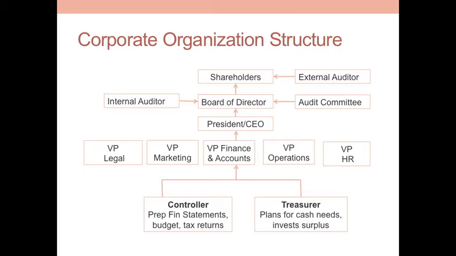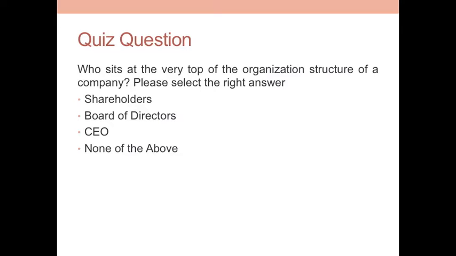The big four auditors are PwC, Deloitte, KPMG, and EY. So if any of you guys want to work for them, then you'll have to be pretty good with accounting and finance. Your associated quiz question is, who sits at the very top of the organizational structure of a company? Your options are shareholders, board of directors, CEO, or none of the above.